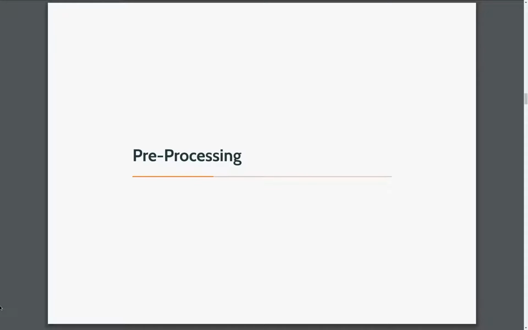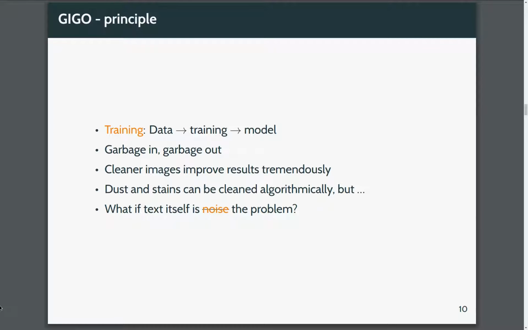Then there's also the preprocessing step. Preprocessing is used if we already have a model and we want to remove the noise. That means everything that will mess up our results later on. It can be stains, it can be dust, speckles on the page, and everything else. And so the garbage in, garbage out principle applies. If our images are bad, our output will also be bad.